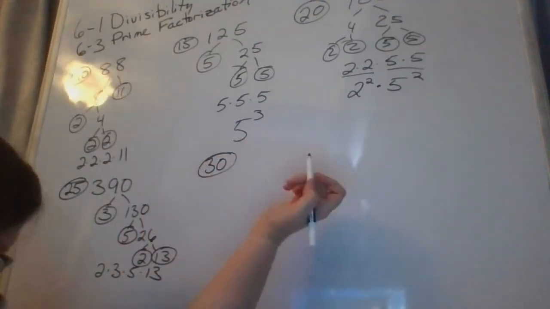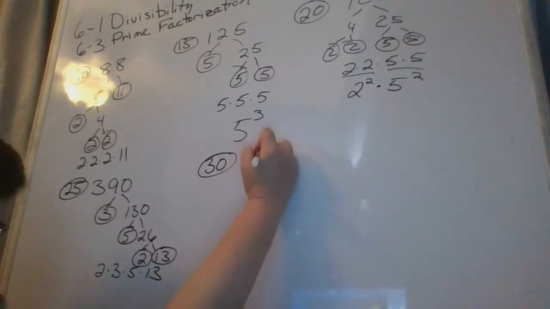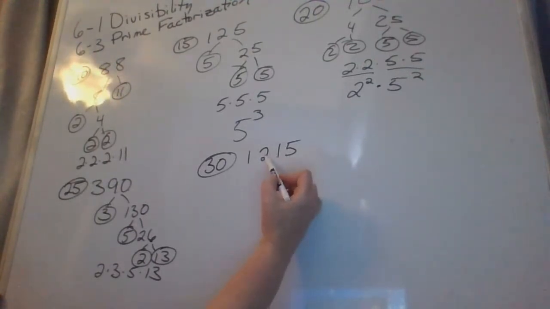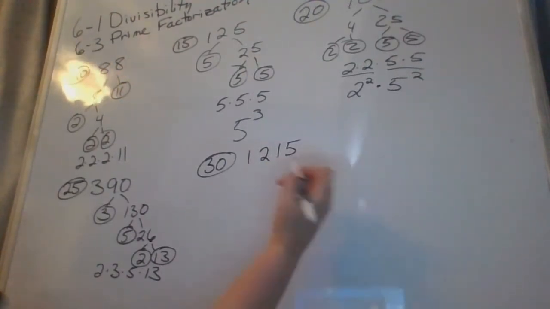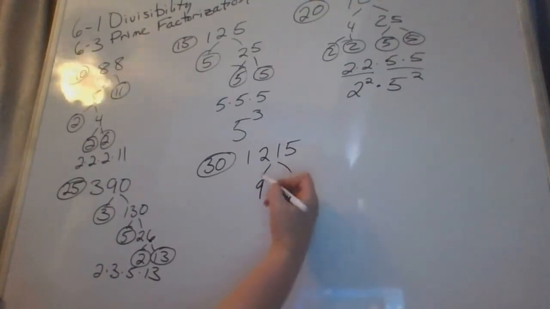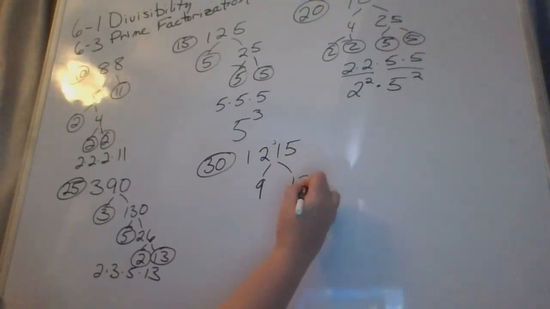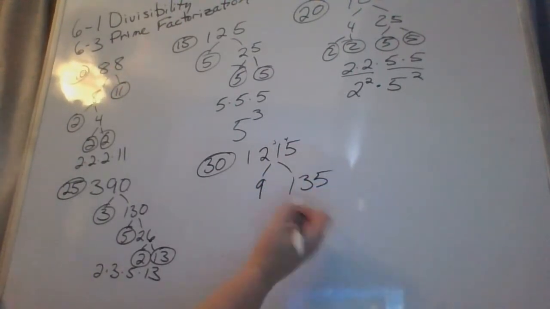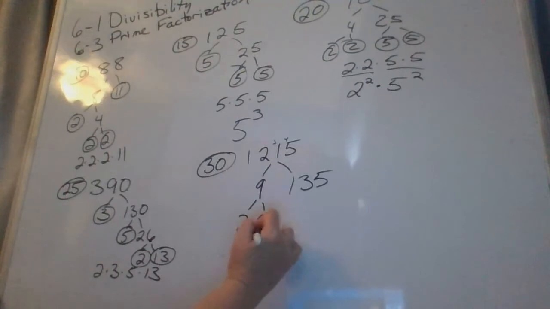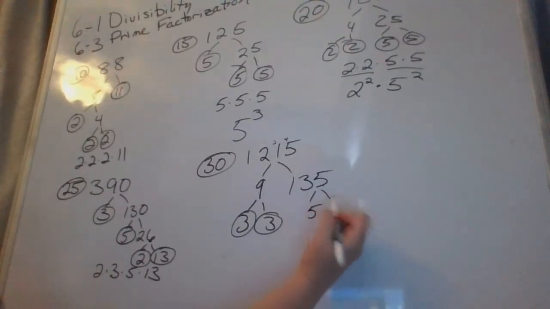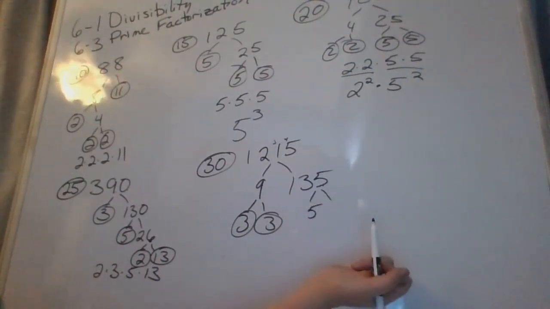The last one is number 30, and we had 1,215. Let's see, if we add these up, we get 9. 9 is divisible by 9. Go figure, right? So we could start with 9. It's nice when we can start with a little bit bigger of a number. 9 breaks down into 3 times 3. 135 has 5 in the ones digit, so we can deduce it is divisible by 5.